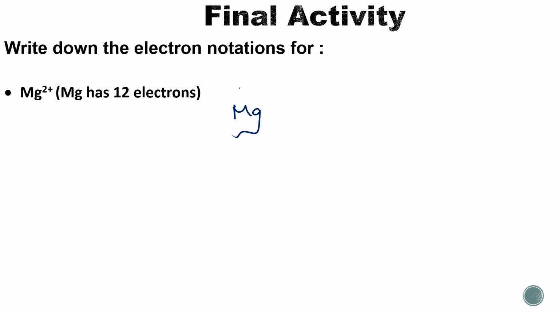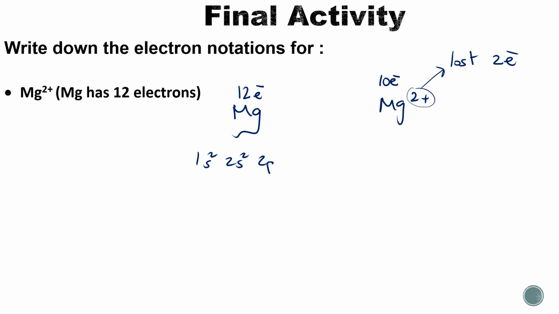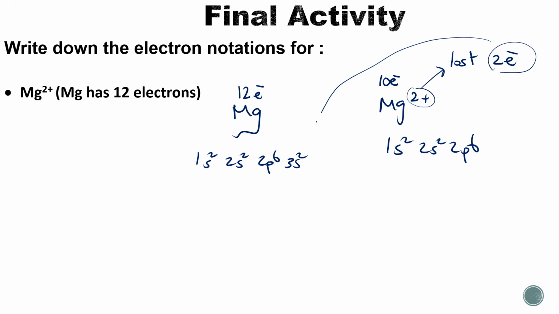So Mg has 12 electrons. Now Mg plus 2 has how many electrons? Excellent. 10 electrons. Why? Because plus 2 means it lost 2 electrons. So 1s2, 2s2, 2p6, 3s2. And this one is 1s2, 2s2, 2p6. We lost 2 electrons from here. We lost the valence electrons. So we lost all of this.